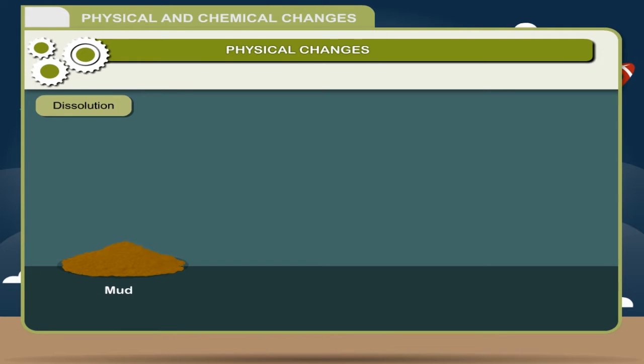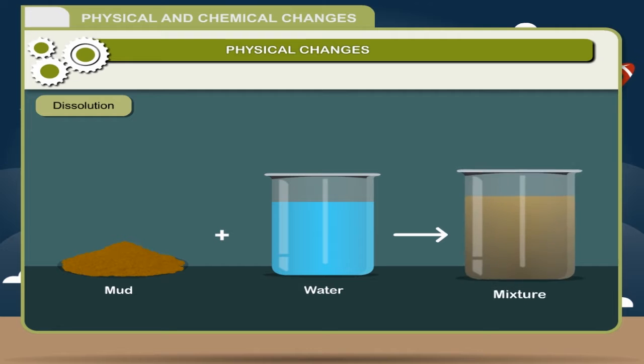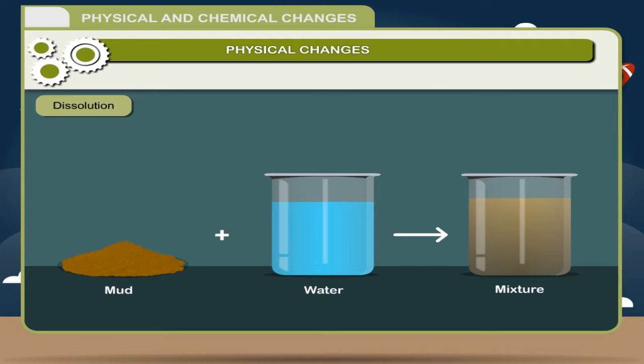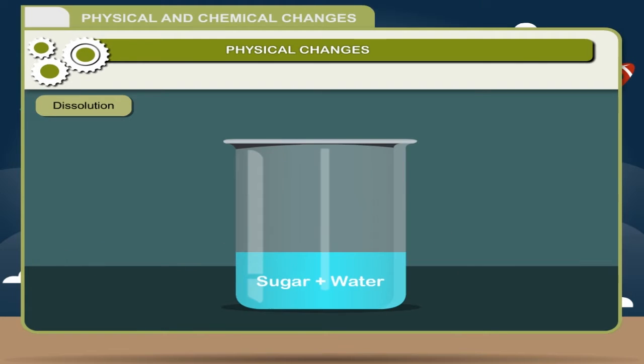Dissolution. Process of dissolving a solid into liquid is called dissolution. It forms a solution. The solid can be obtained back by evaporation from solution. Solution of sugar and water, salt and water are examples of dissolution.